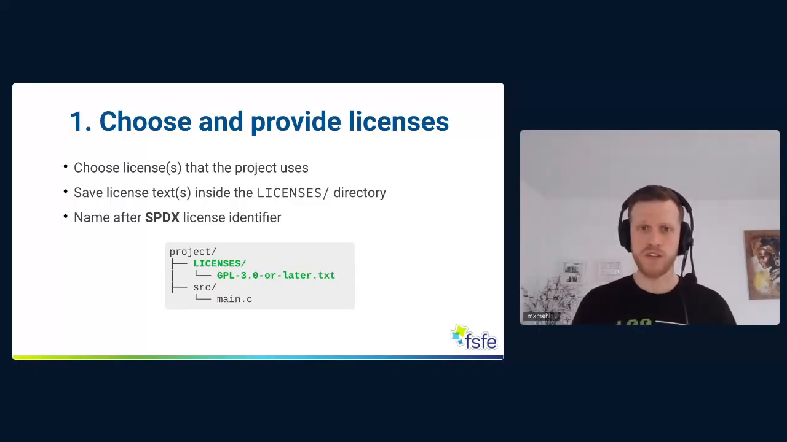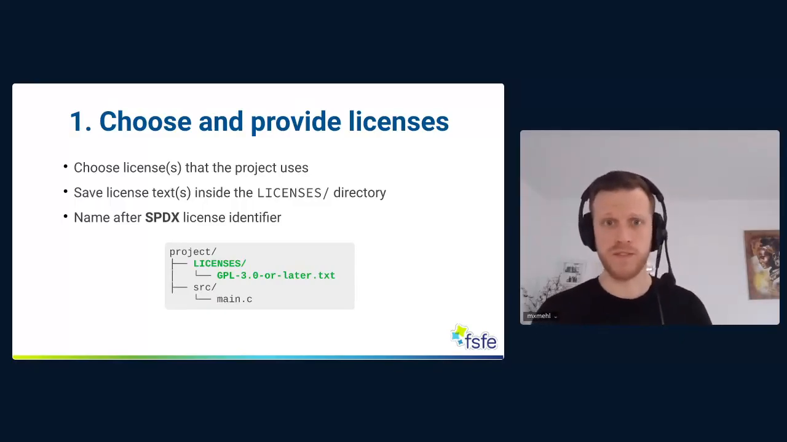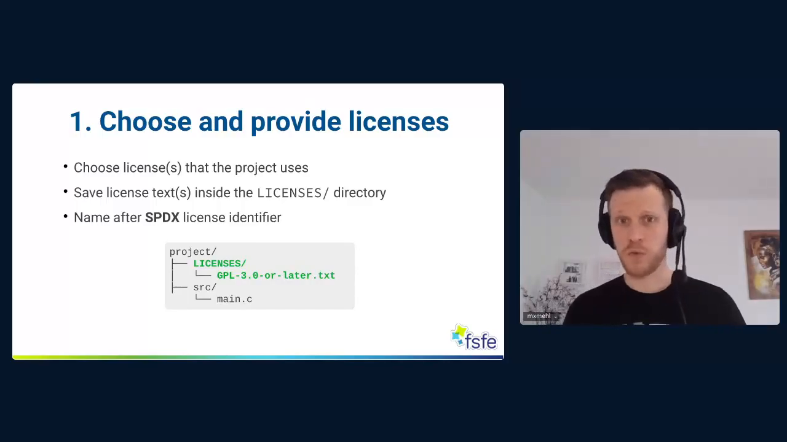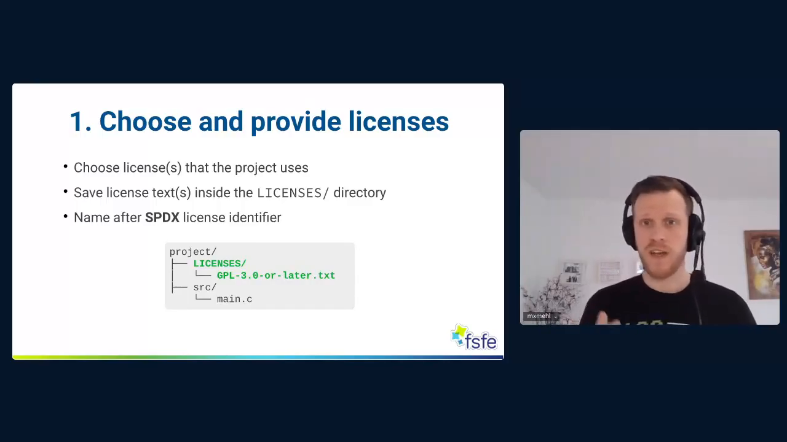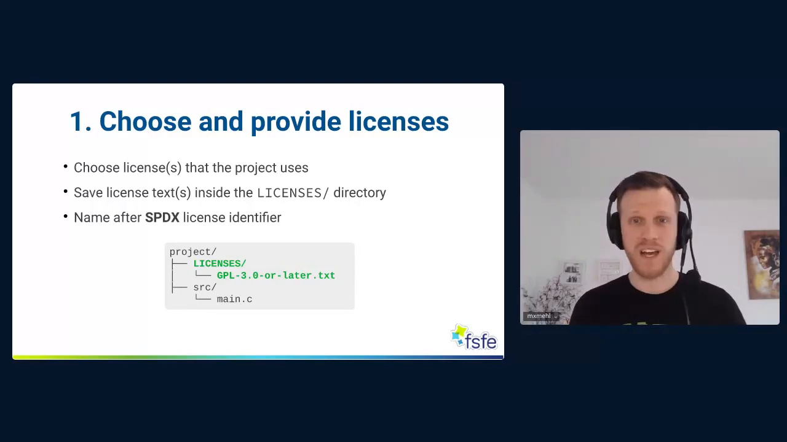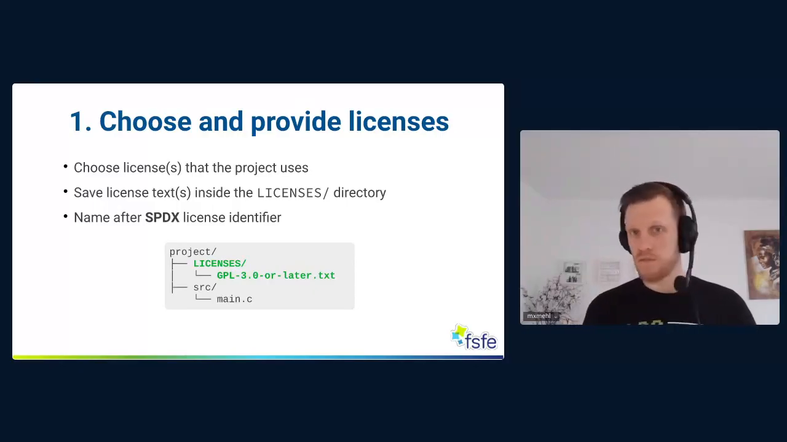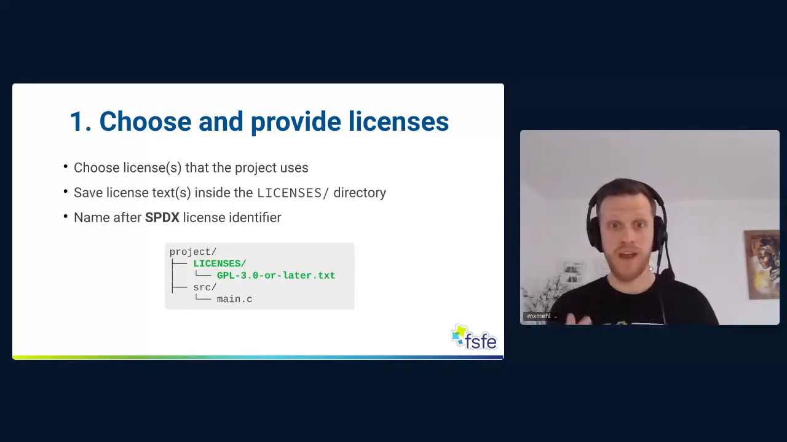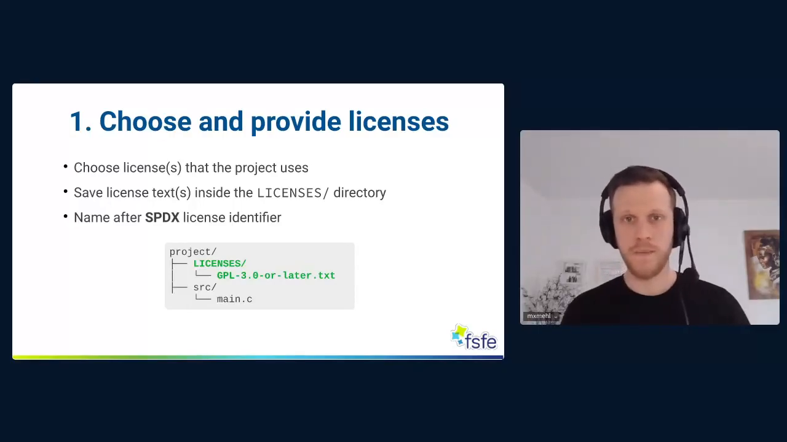Because, as I said before, what to do if you have multiple licenses? There are different techniques for that. Traditionally, if people only had one license, they had a license text file at the root of their repository, or a copying file. But this got quite complex if you had multiple licenses. So our solution is to provide a licenses directory where every license text file is stored. And these, to make it even easier, are named after their SPDX license identifier.